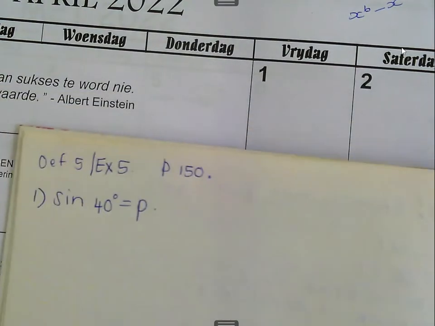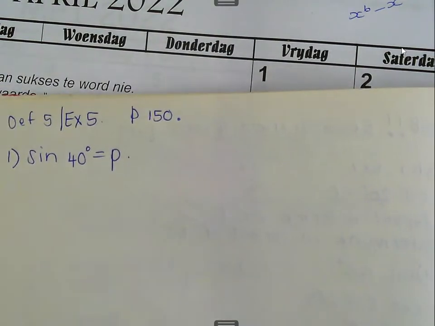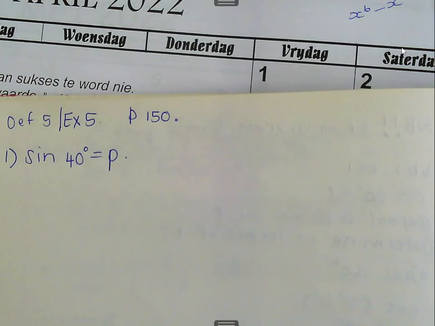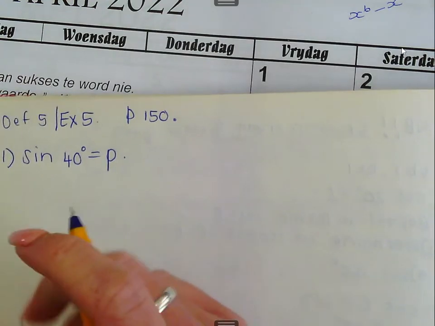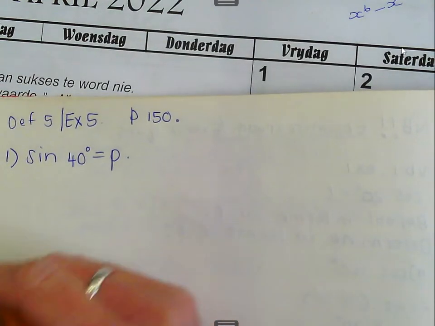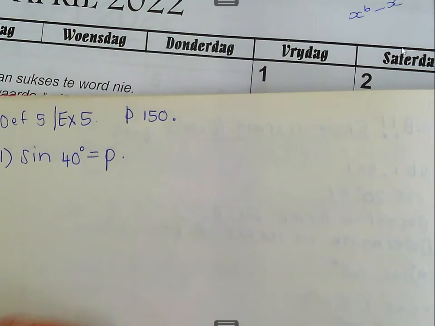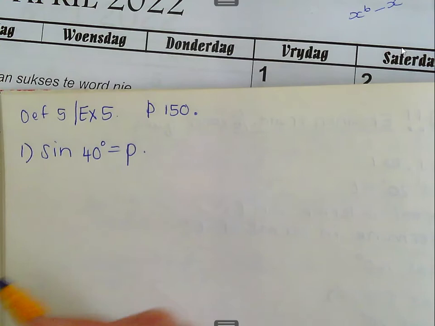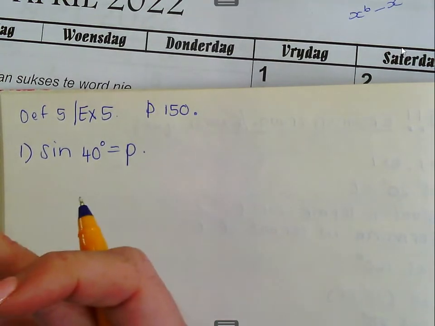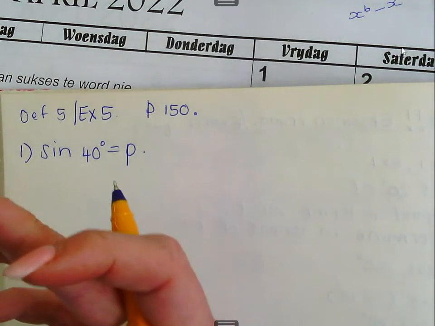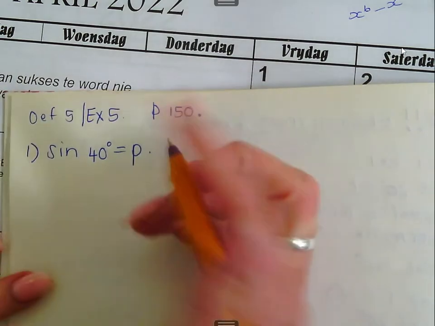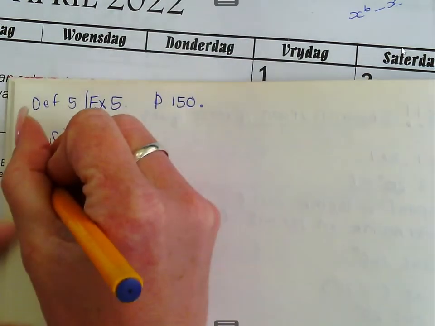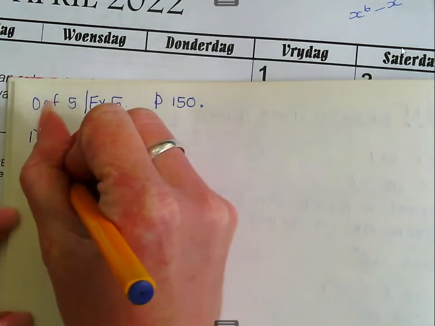Okay, so what they're giving you at number 1 there is that sin 40 is equal to P. Then they say write the following in terms of P. So you understand what it means when they say in terms of P? It means P is no longer unknown. P can be in the answer. P will be in the answer. Must be.